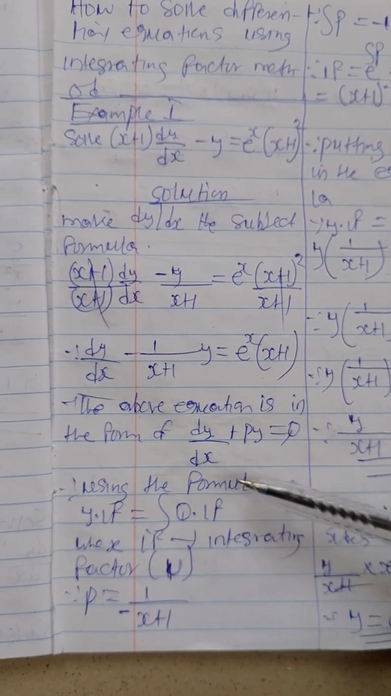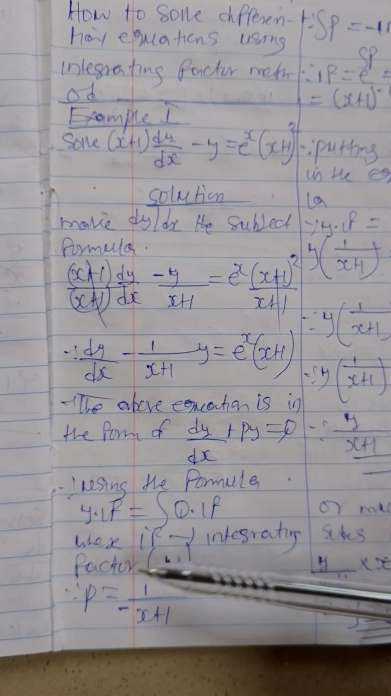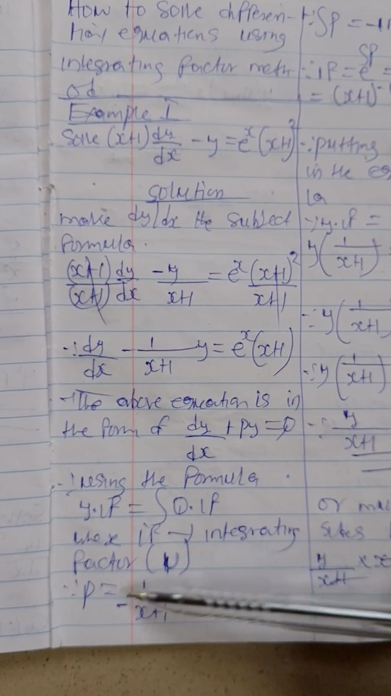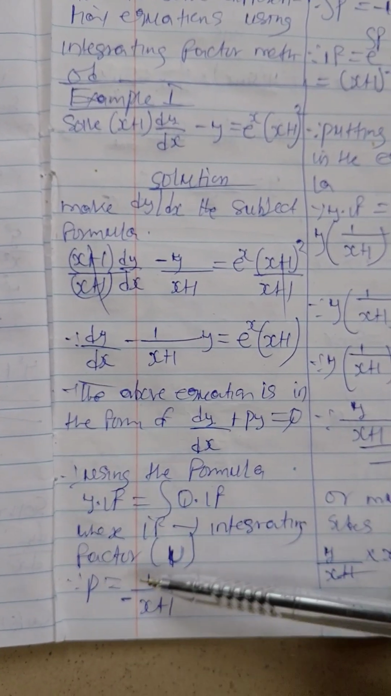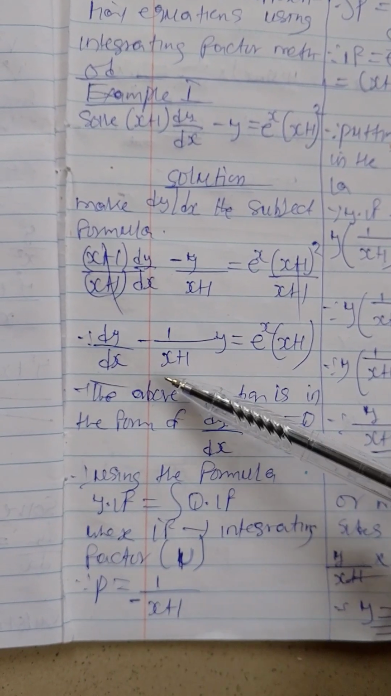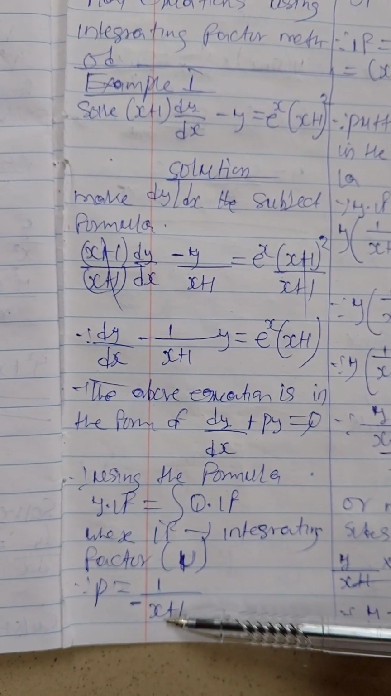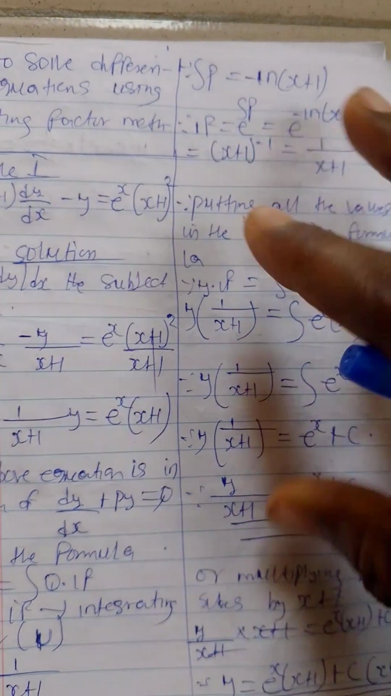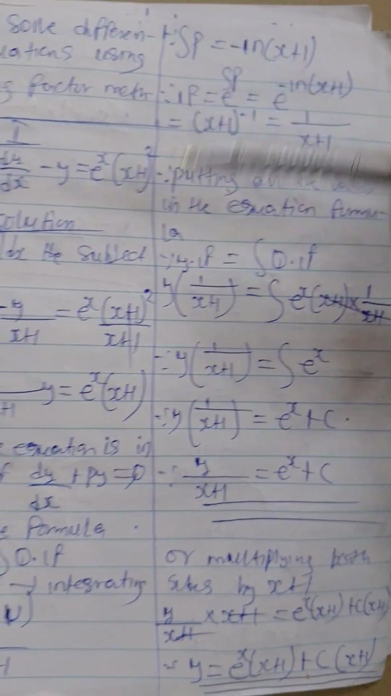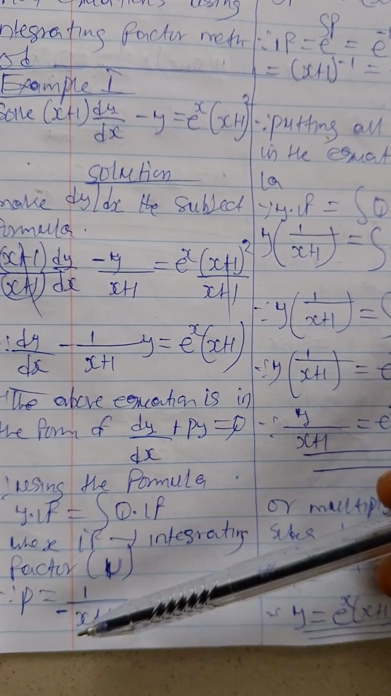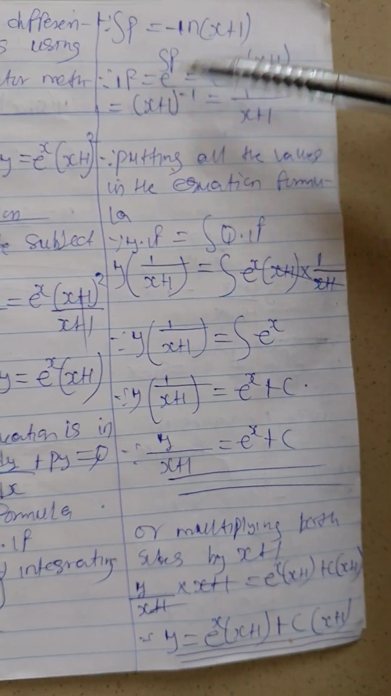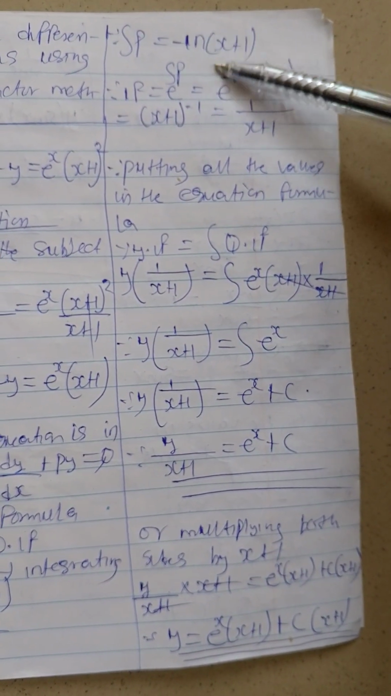By using the formula y times IF is equal to the integral of Q times IF, where IF is the integrating factor, which is the same as u. If you check this equation now, this is P and this is y. So my P here is minus 1 over x+1, right? Therefore the integral of P is minus ln, because as usual 1 over any function is the same thing as ln of that function. So that becomes minus ln(x+1).